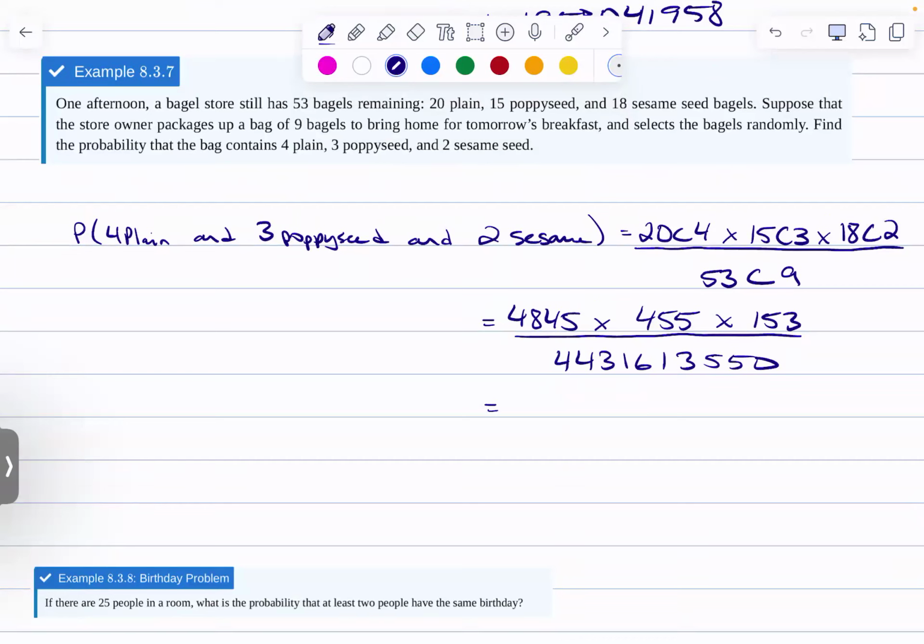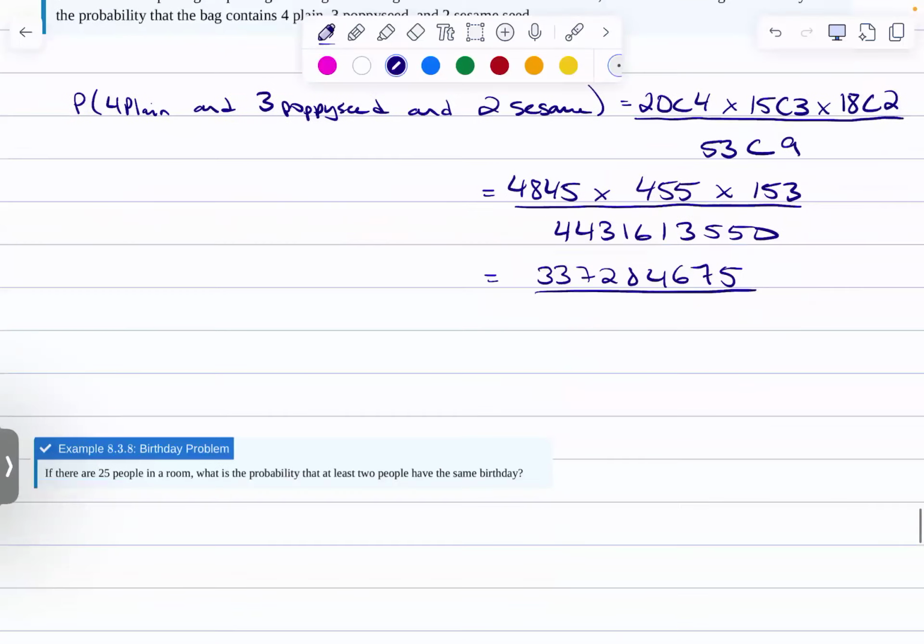4,845 times 455 times 153. I get a nasty number, 337,284,675, divided by this mumba jumba, 4,431,613,550. I get 0.07612595213.